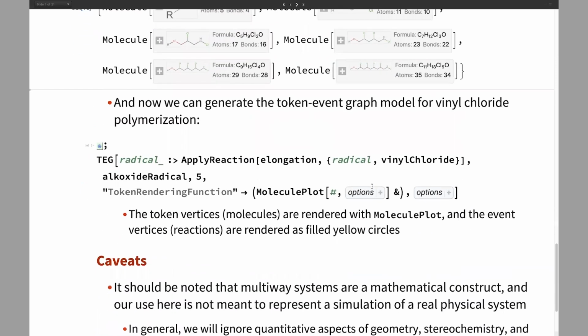And then I can do the same thing with TokenEventGraph. I'm using the same elongation reaction. I'm using the same vinyl chloride. I'm starting with the alkoxide radical. We're going to go 5 steps. And I'm going to use the MoleculePlot function to render the molecules. So we don't see them as the summary box, but we see them as a molecule plot output.